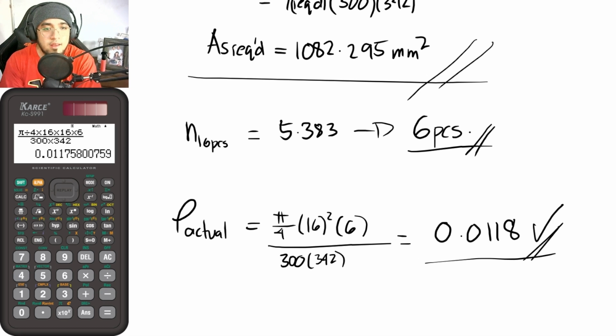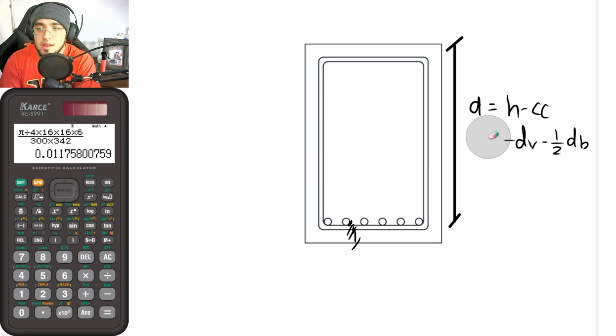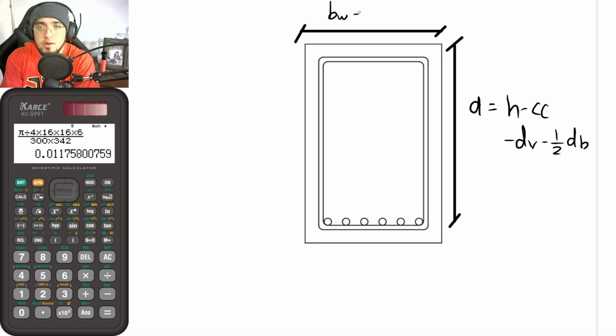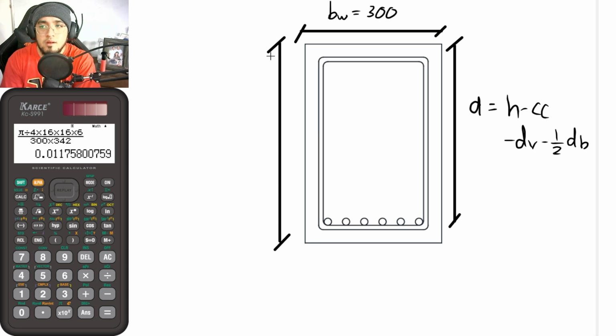But then again, in our steps, is this enough? Okay, so as you can see, it is 6 pieces, so meaning that it would now be oriented like this. Okay, so let me just rewrite our top dimension here as BW, and that is now equal to 300. And for our total depth, that was 400.